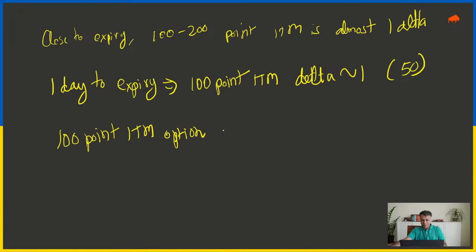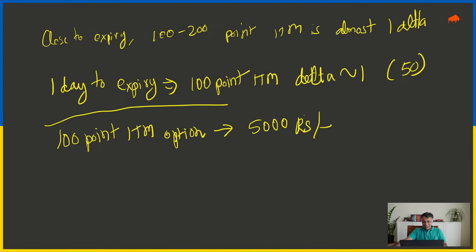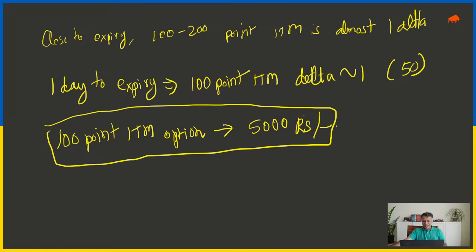So the entire value is intrinsic value, delta is 1. It will cost only around 5,000 rupees. And this is where things start becoming crazy. If you go to the expiry day and pick up a 100 point ITM or a 200 point ITM, they will be trading for just 5,000 rupees. A 200 point option will obviously be trading for 200 points, equal to 10,000 rupees.